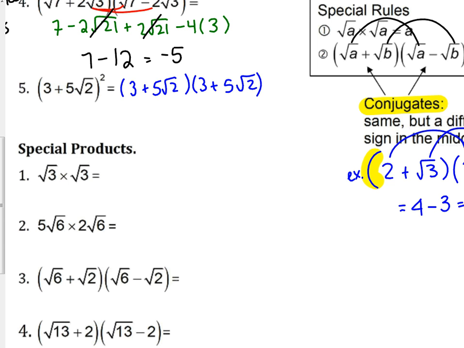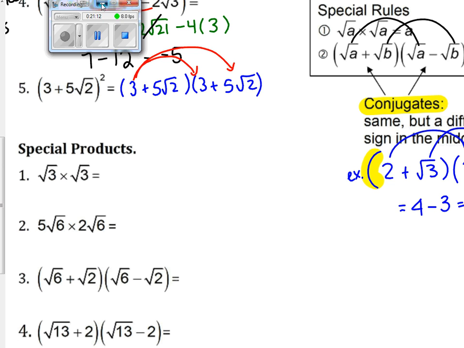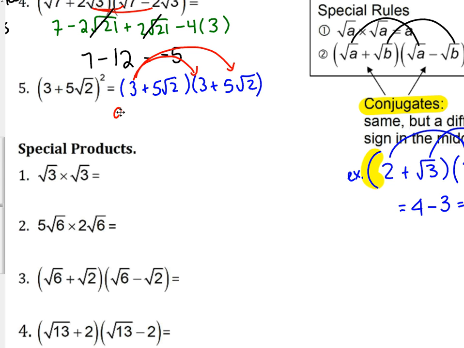Possibly. Might show up again. Okay, so can you please FOIL this out? All by yourself. Use FOIL. Try it. You should have had 9 plus 15 root 2 plus 15 root 2 plus 25 times 2. Or we have 50 plus 9, which is 59, plus 30 root 2.